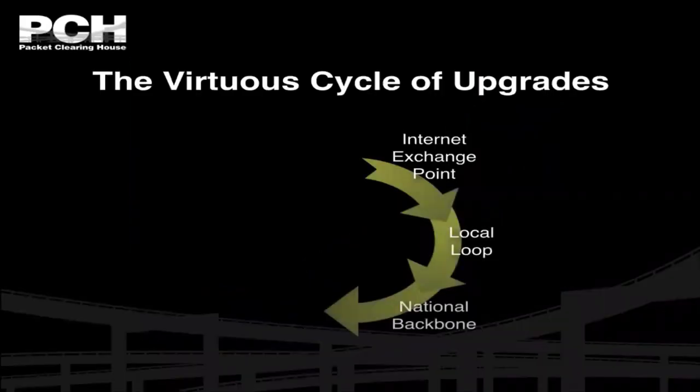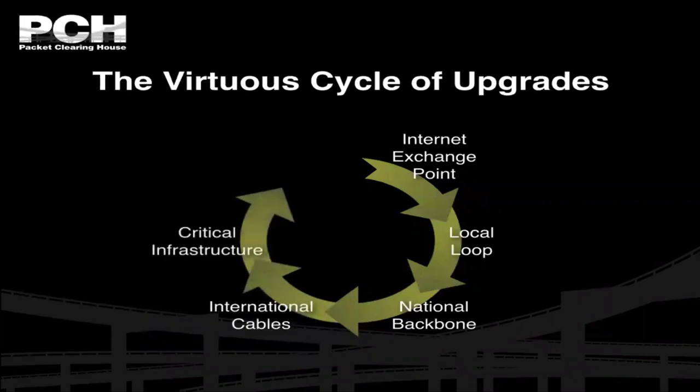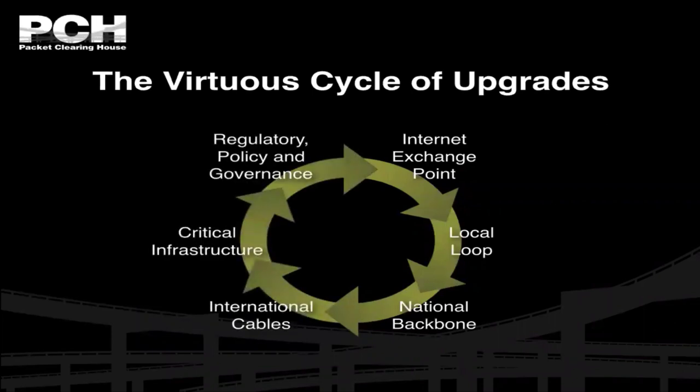We have a tool, or a way of thinking, inside PCH. We call it the virtuous cycle of upgrades, because there are many things that we have to think about when we talk about how we scale and how we build things that are going to last us for the next 11 months, the next 2 years. One of the things, just one of them, is internet exchange points.